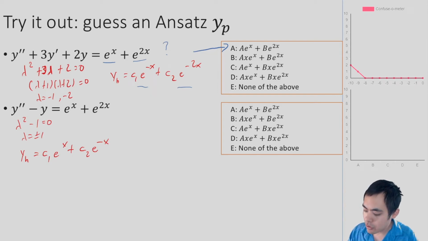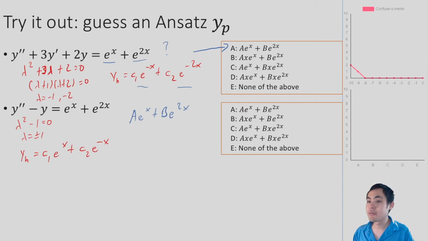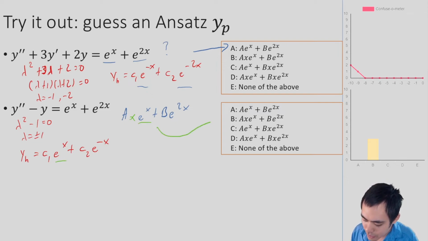So let me start by giving you the ordinary ansatz, which would be a e to the x plus b e to the 2x. Now the question is, do any of these things match? And if they do, you need to put an x in front. Okay, it looks like you guys are getting the hang of it a little bit. So this e to the x matches, and so you need to insert an x in front of here. So this is actually a x e to the x, because this piece matches that piece. And so the answer here is indeed B.